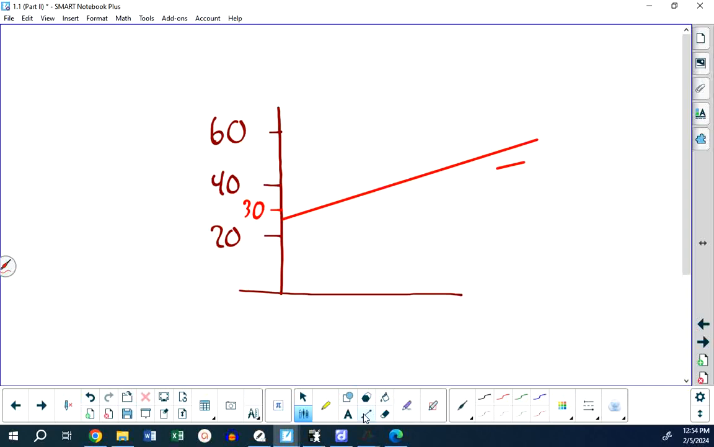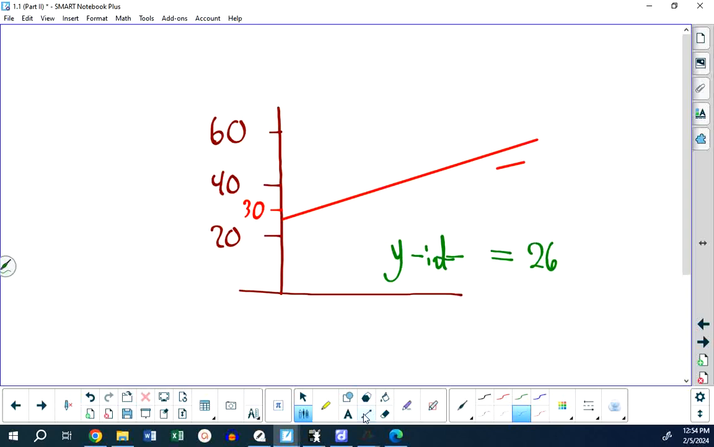What do you think? About 25, 26. 25 or 26? I would be in agreement. I would probably go closer to 26, because 25 would be halfway between 20 and 30. If you said 27, that's fine. We're not launching rockets and landing people on Mars here. It doesn't have to be perfect. So this y-intercept would be about 26. We'll split the difference.